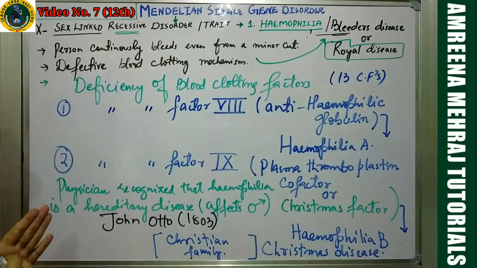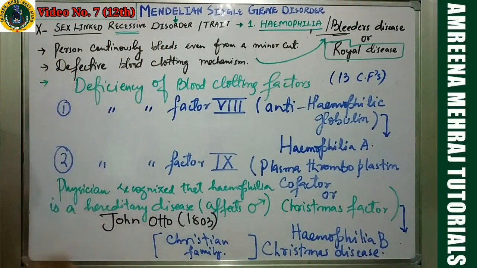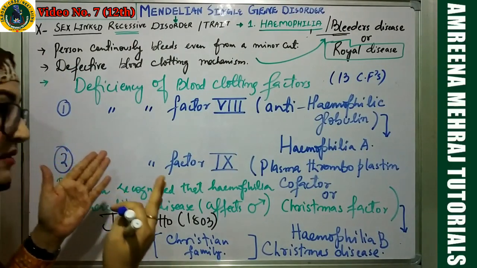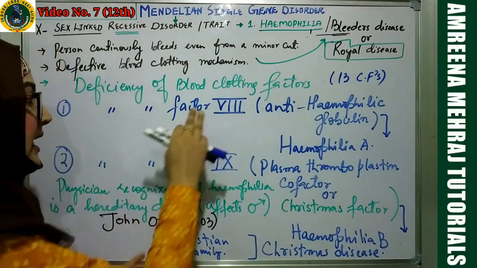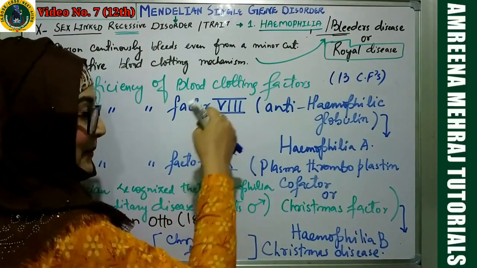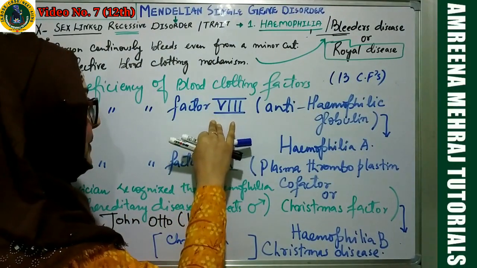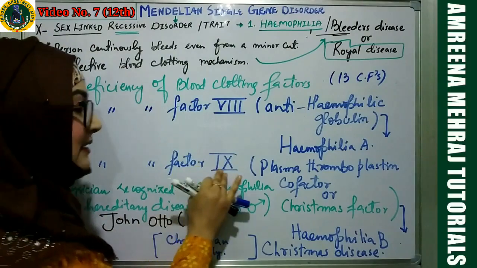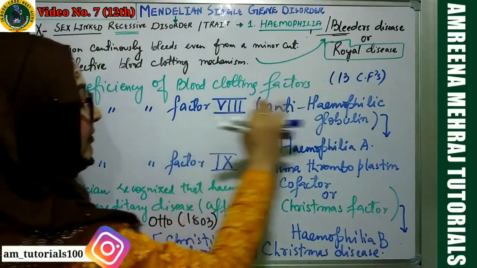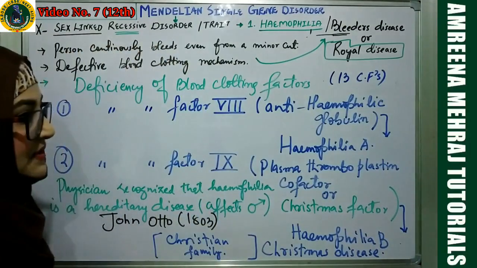Why a defective blood clotting mechanism? Because there is a deficiency of the blood clotting factors. Now, which blood clotting factors are deficient? In this case, we have two factors which are deficient. Hemophilic individuals have either clotting factor 8 absent or clotting factor 9 absent. Accordingly, you have Hemophilia A, or accordingly, you have Hemophilia B or Christmas disease.